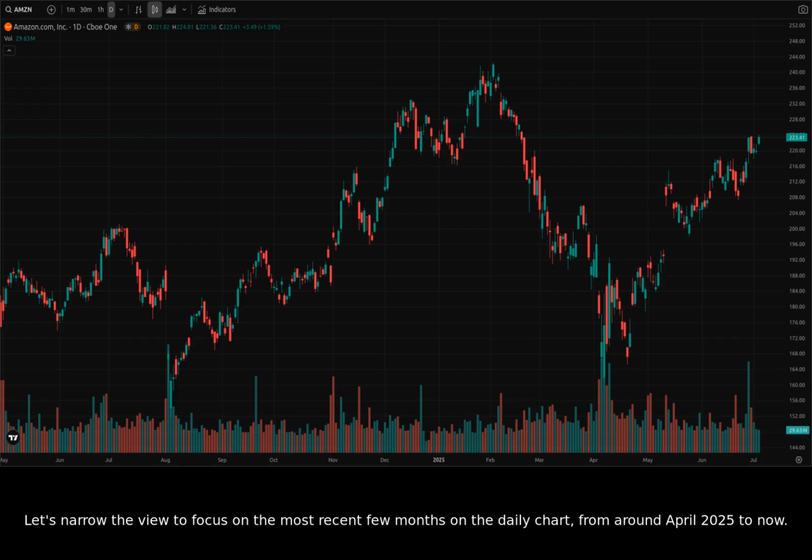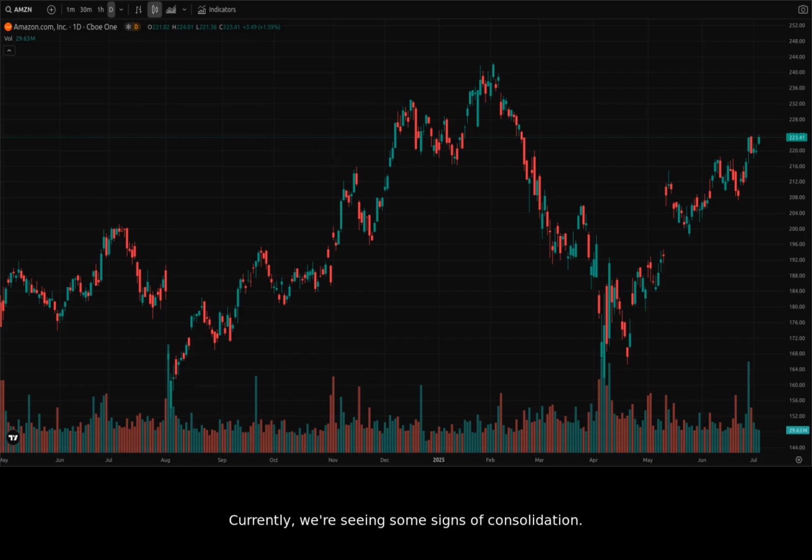Let's narrow the view to focus on the most recent few months on the daily chart, from around April 2025 to now. We can see a general uptrend, albeit with some significant volatility. Notice how the price surged up in late June, approaching the 225 mark, but then faced a sharp decline. Currently, we're seeing some signs of consolidation. The recent price action is interesting. The stock is fluctuating, but with smaller movements than previously.